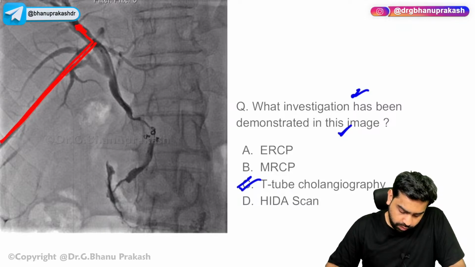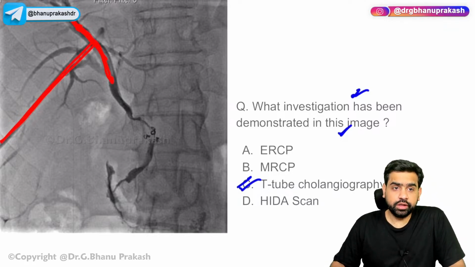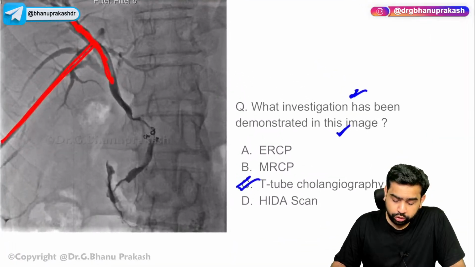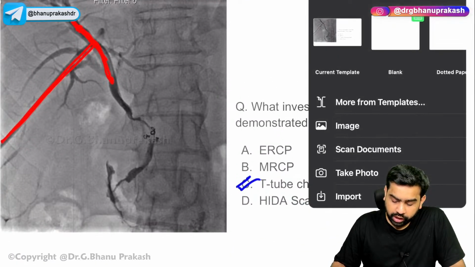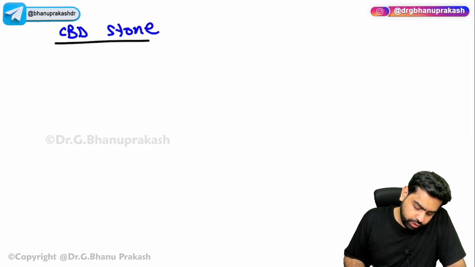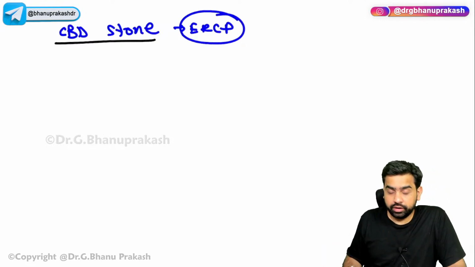Do you understand my point? So this is a T-tube cholangiography. Now let's try to understand when you perform this T-tube cholangiography. Let's say there is a patient who has a CBD stone, a common bile duct stone. The stone was bigger, and you tried to remove it with the help of an ERCP. What is the treatment of choice if there is a CBD stone? The treatment of choice is ERCP.